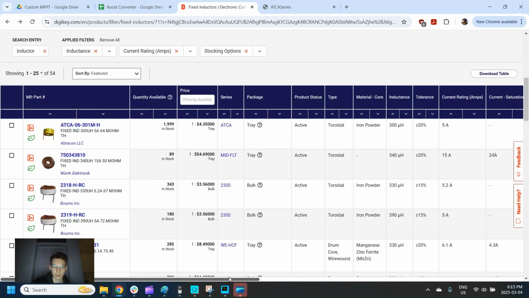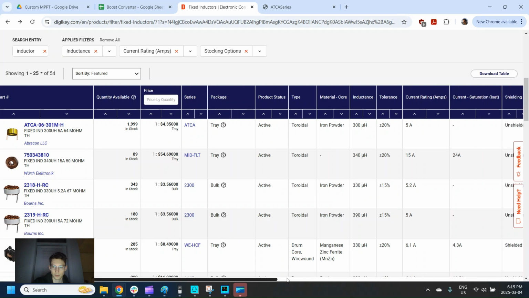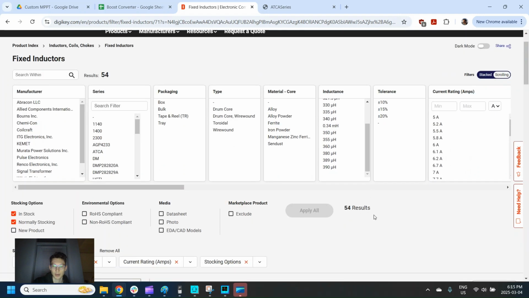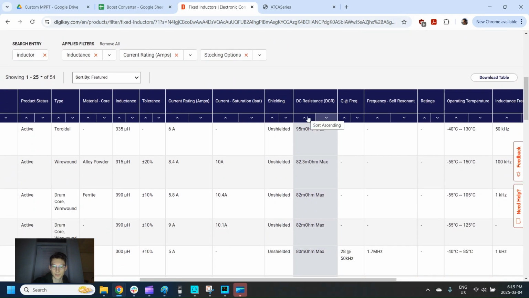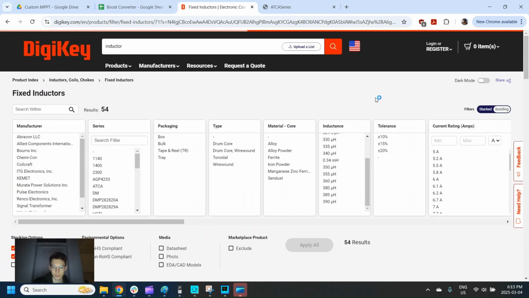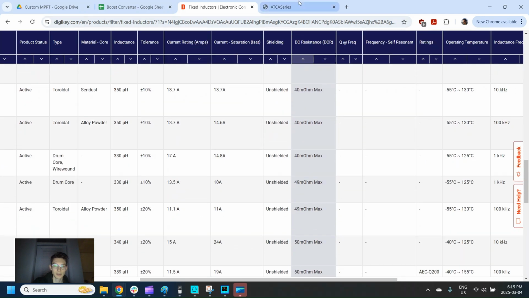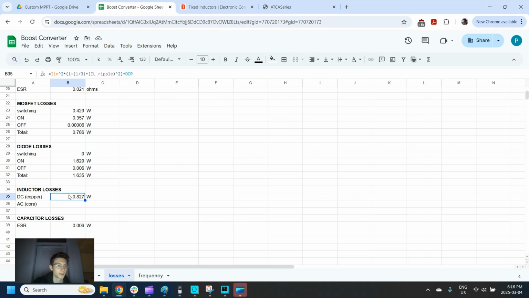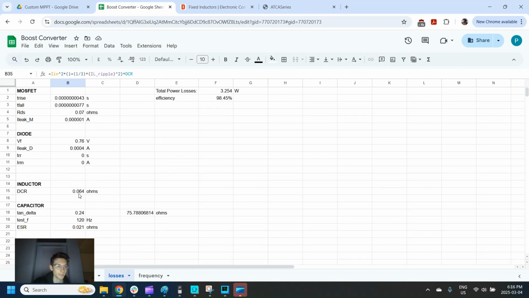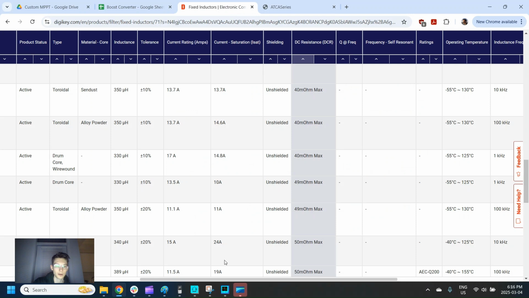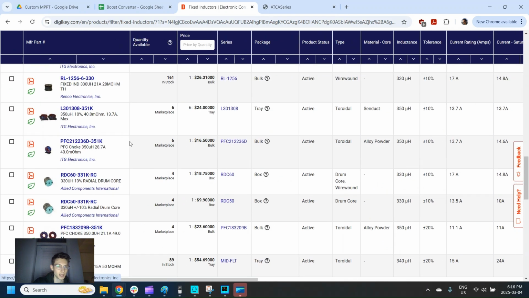So we can go back and actually, let's see. Oh, here we go. DC resistance. Ramp this up. Sort of ascending. And we can see that the lower ones are around 20 to 30. So let's throw in 30. Throw in 30 here. And we have inductor losses of around 0.38 watts. So we can see that there are definitely good options here for buying inductors.